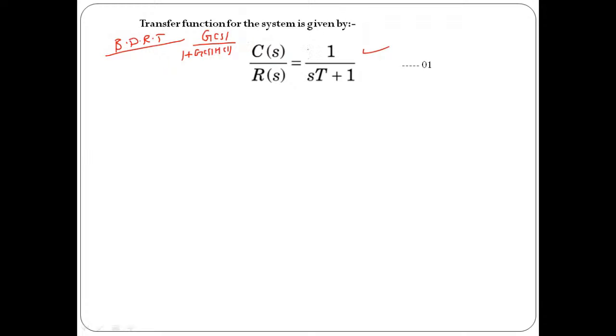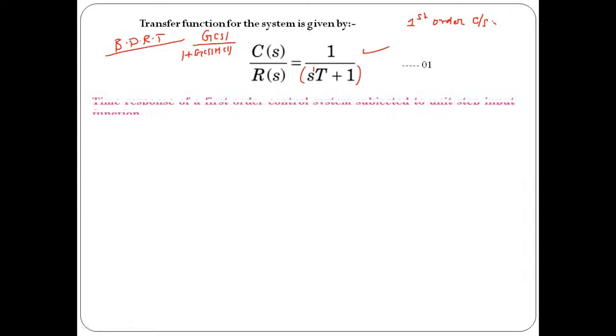Now, from this transfer function, it is very clear that the highest power of s available in the denominator is 1. See, here we have s to the power 1. That's why this is first order control system. I hope this point is clear to everyone. Order means highest power of s available in the denominator polynomial function, or how many number of poles are associated with that particular system. If it is first order, that means only one pole. If it is second order, that means two poles are associated with that particular system. That's it.